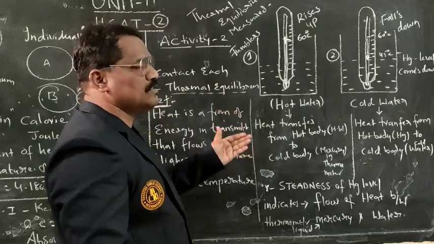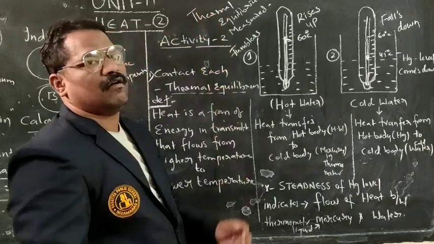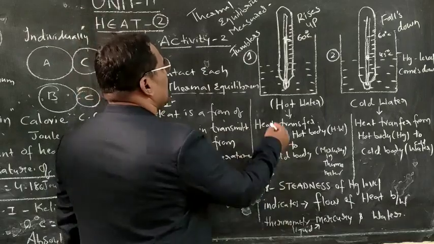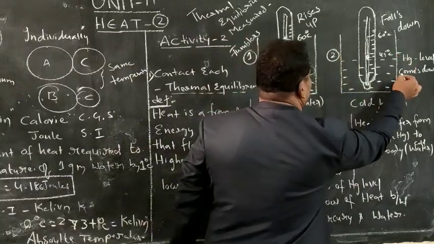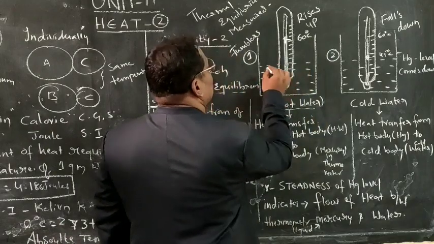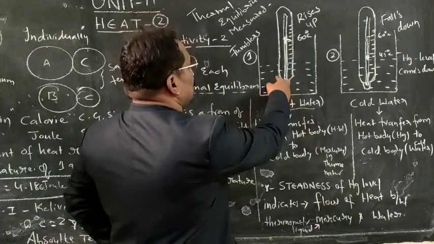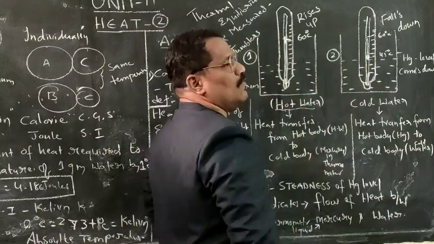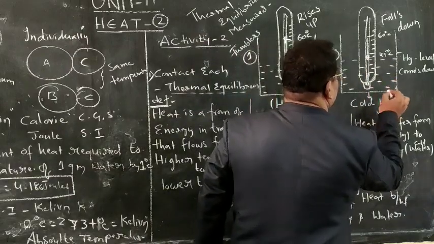What does this activity 2 give us? It gives an explanation about the attainment of thermal equilibrium. To perform this activity, I have taken 2 tumblers. In the first tumbler, I have poured hot water up to a certain level. Similarly, in the other tumbler, I have taken the same quantity of water, but cold water, and poured it in.